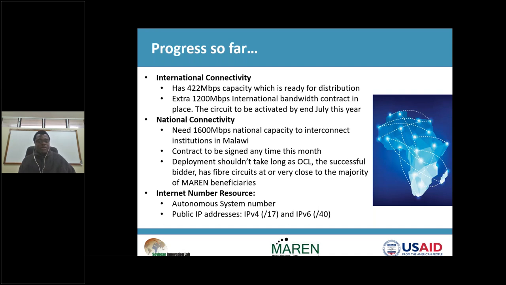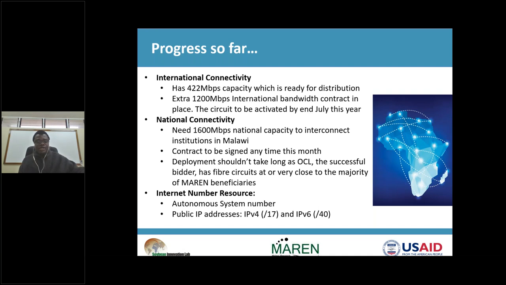The other building block for our network is numbers, internet number resources, which are going to be used for identification for both our network as well as the various devices on our network. So in this regard, we managed to acquire an autonomous system number from Afrinic, which is the regional provider.